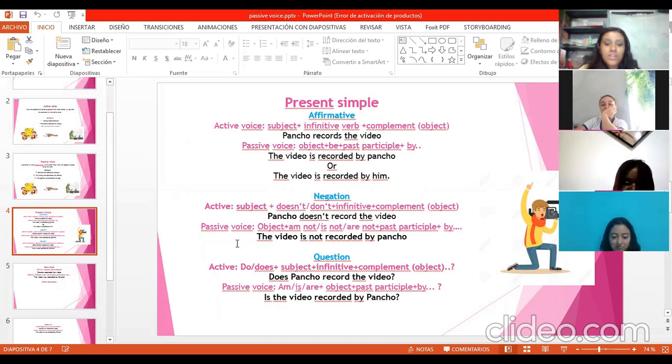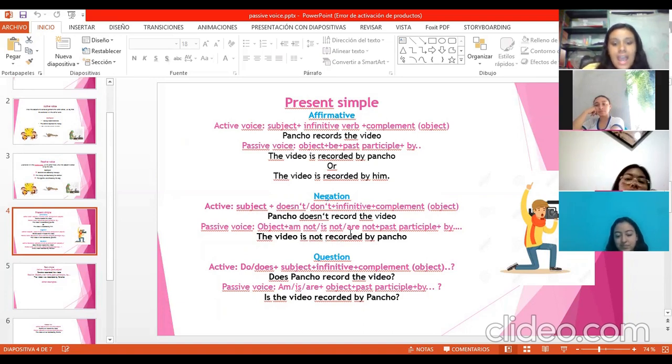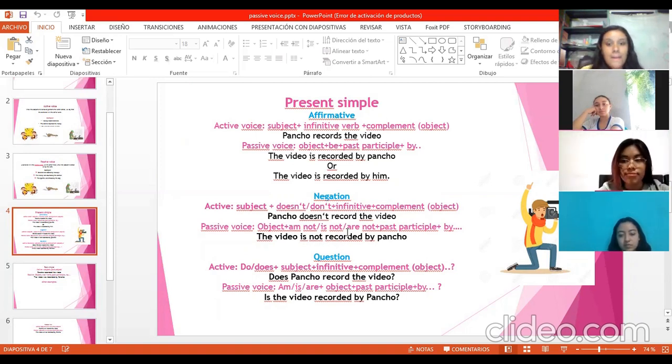And for passive voice, we use first the object plus am not, is not, or are not, depending on the object. If the object is I, the verb will be I'm not, and if the object is he, she, or it, the verb is is not. And if the object is they, we, or you, it is are not. Then past participle and by. So it's: the video is not recorded by Pancho.